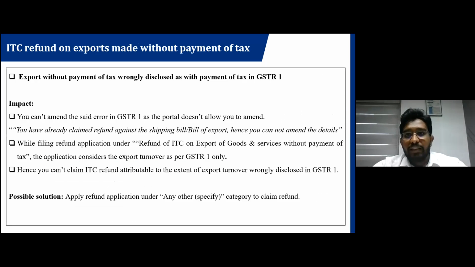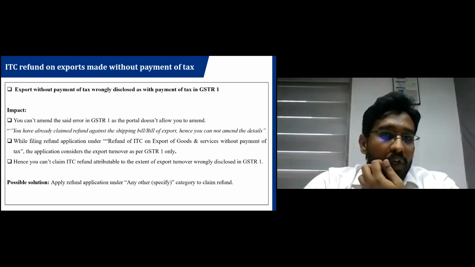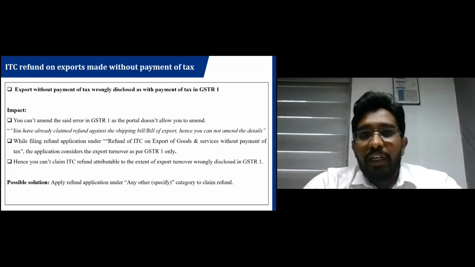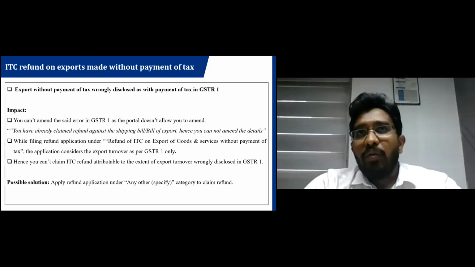Next, in case of export without payment of tax. You are dealing in exempted goods. Actually, you need to claim refund only under export without payment of tax. You can't claim refund under export with payment of tax since your product is exempted. So no issue, I am making exports without payment of tax for the whole year. But what happened, in total I made 10 exports without payment of tax during the year, but in that, 3 invoices were disclosed as export with payment in GSTR 1. That means while filing GSTR 1, I made a mistake by disclosing without-payment invoices as with payment under zero rate.